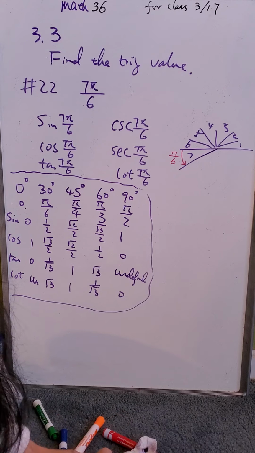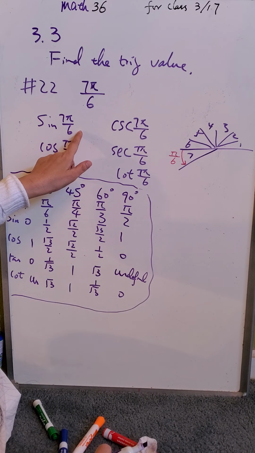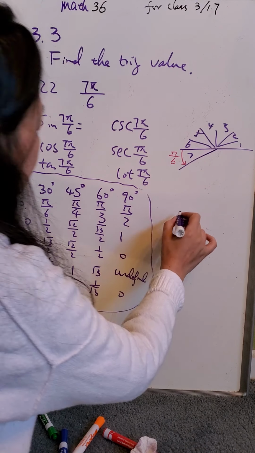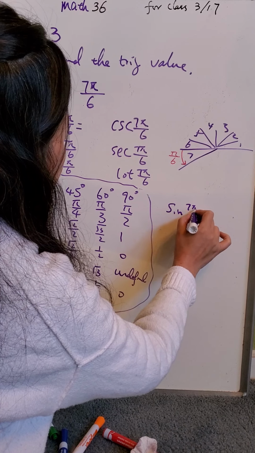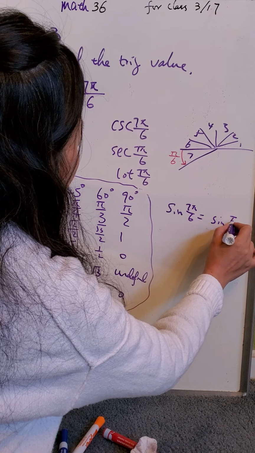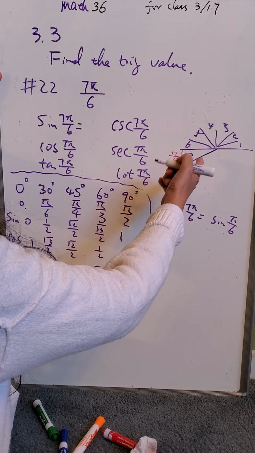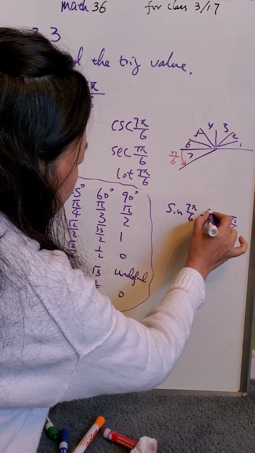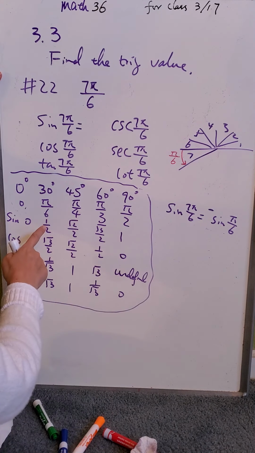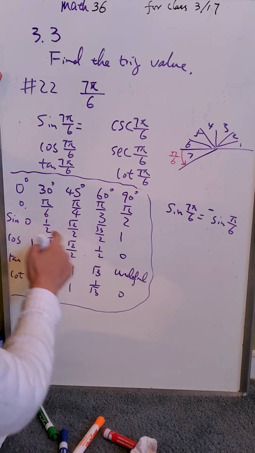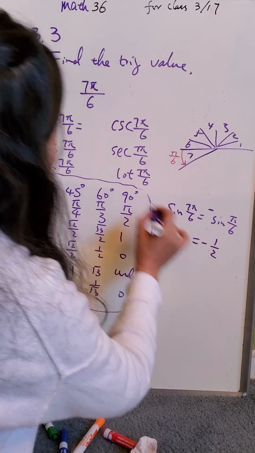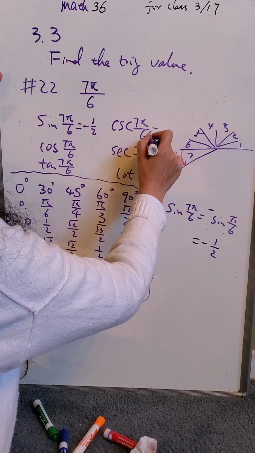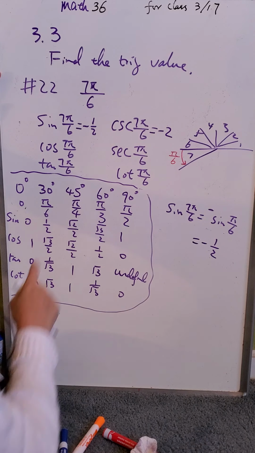So now let's see. Looking for sine 7 pi over 6 is the same as looking for sine pi over 6, except you are in the negative because you are at the bottom. For sine, bottom is negative, so we put the negative sign here. And sine pi over 6 is 1/2. So this is negative 1/2. And then cosecant is just negative 2, you just flip the number.